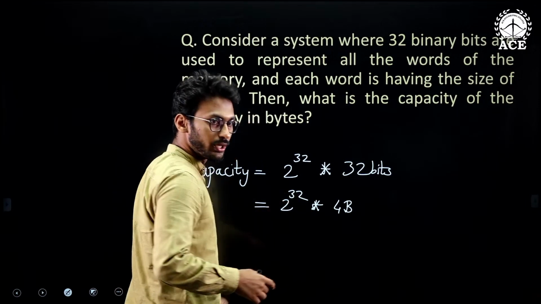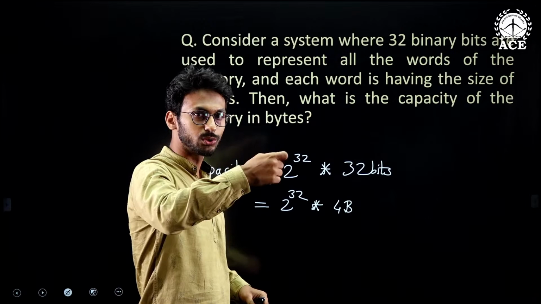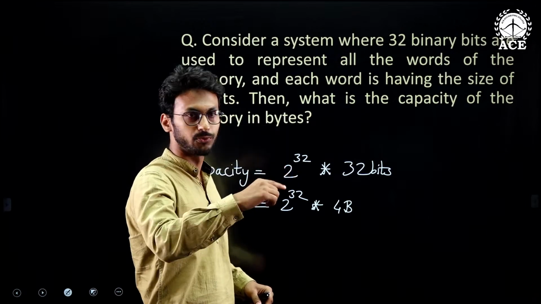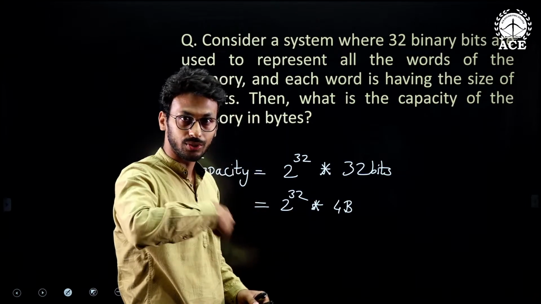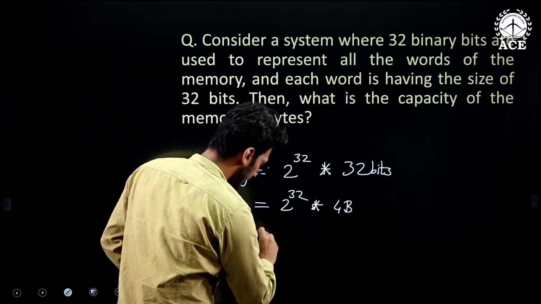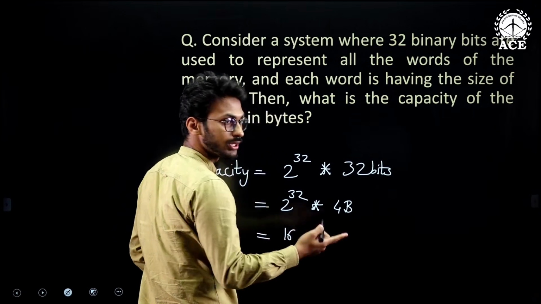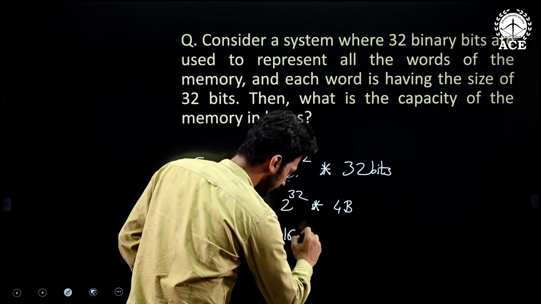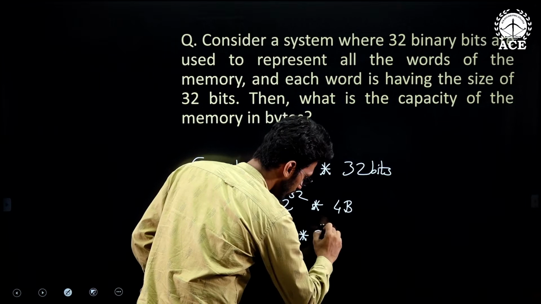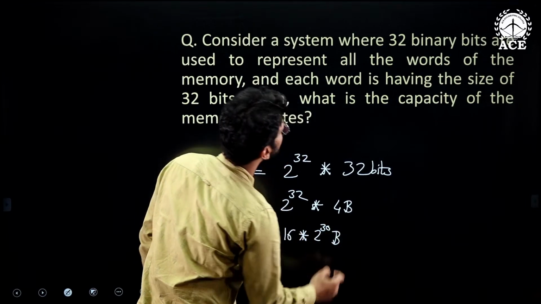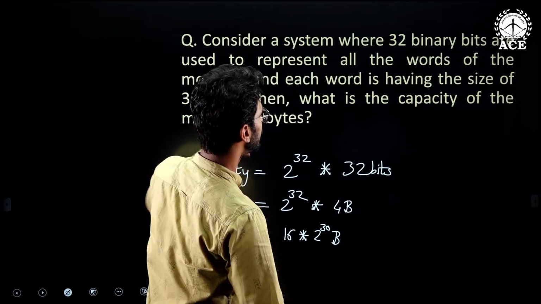This is 2 raised to 32. You should intuitively get it. 2 raised to 2 into 2 raised to 30. 2 square means 4. 4 4s are 16. Okay, you can multiply it. So 16 into 2 raised to 30. This is what you will get. 2 raised to 30 means what? GB. I'll just state it. 2 raised to 30 bytes. Is it word or byte? Bytes. Okay, fine.